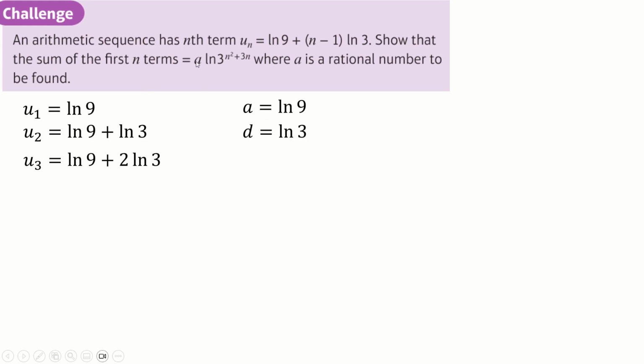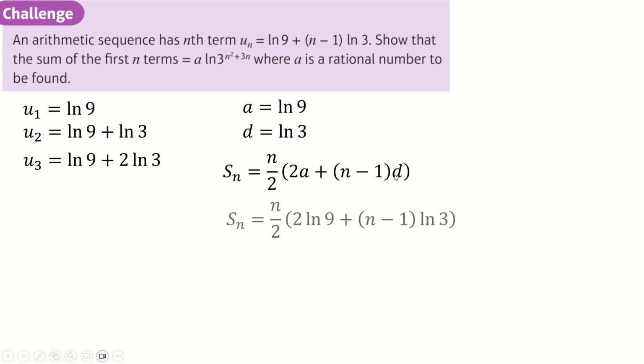This a doesn't refer to this a, I'm just being deliberately confusing. The sum of the first n terms is given by this formula, so we're trying to find the sum of the first n terms. But we know a is this, so we can put that in. We know d is this, so we put that in. And yeah, then we try and sort this out.